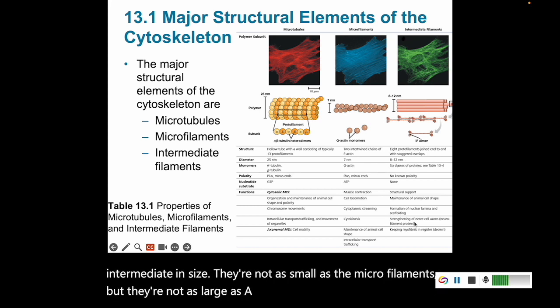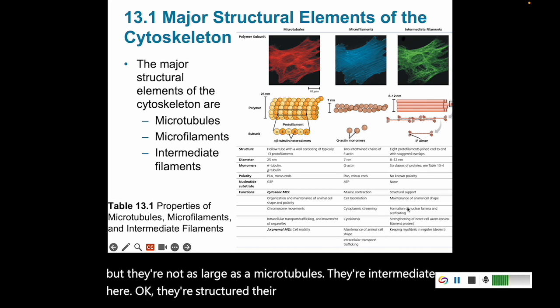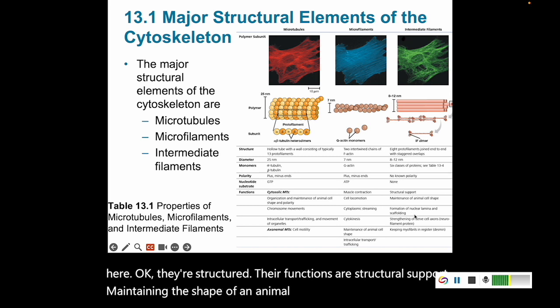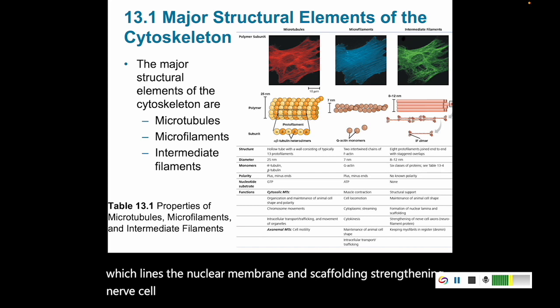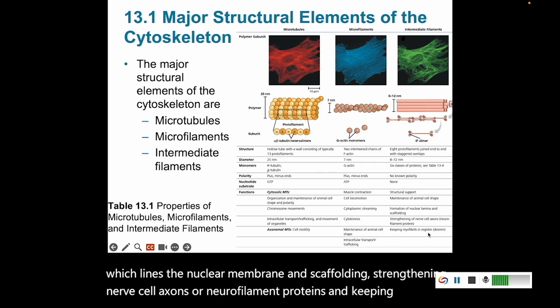They're intermediate here. Okay, their functions are structural support, maintaining the shape of an animal cell, forming the nuclear lamina, which lines the nuclear membrane, and scaffolding, strengthening nerve cell axons with neurofilament proteins, and keeping myofibrils in register.